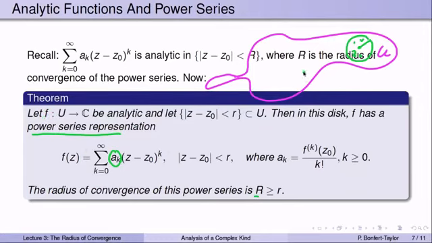So in each disk in which a function is analytic, it has a power series representation. Here's another disk that just barely fits into U from a different center, and again, f is going to have a power series representation there. It's going to be a different power series than the one that I have in the green disk. Nonetheless, I have a representation as a power series. So locally, an analytic function is represented by a power series. Let's look at some examples.